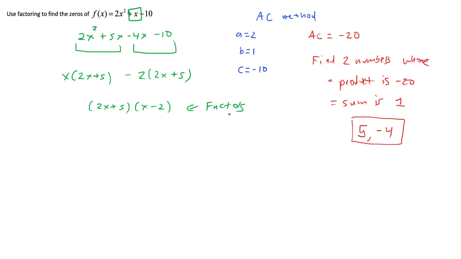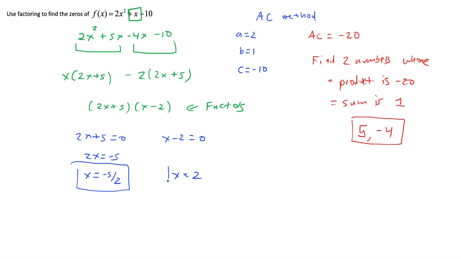But to find the zeros is just one extra step. To find the zeros, we just set each factor equal to 0. Here we subtract the 5, so 2x equals negative 5, and then x equals negative 5 over 2. And here we add the 2 to both sides, so we get x equals positive 2. So these are our zeros. We also call them roots or solutions.